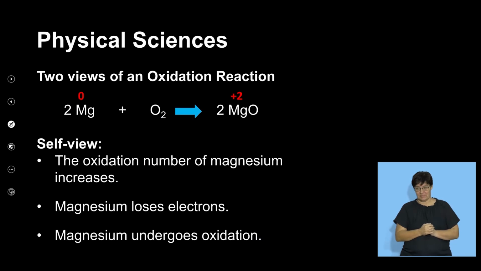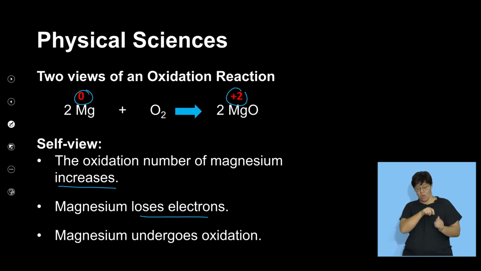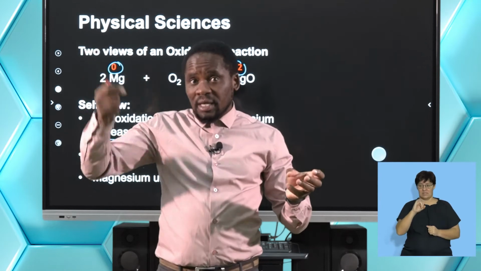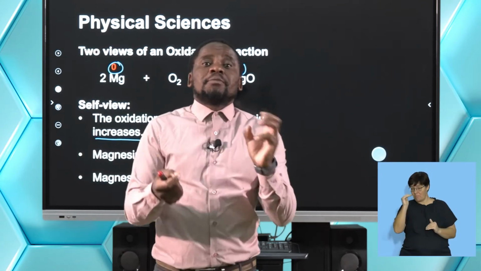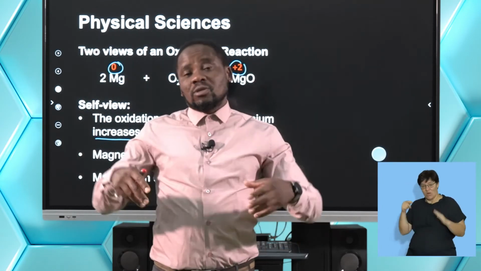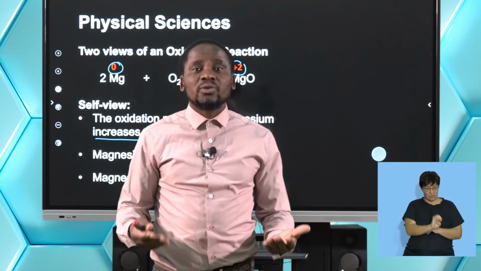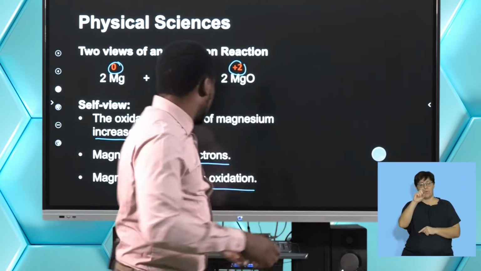So in other words, we are saying that the oxidation number of magnesium increases from 0 to +2, okay? Now, magnesium loses electrons, all right? Therefore, magnesium undergoes oxidation. So in a nutshell, what are we saying? We are saying that a substance whose oxidation number increases is a result of that substance actually losing electrons. So the process undergone by a substance losing electrons is referred to as oxidation, right?